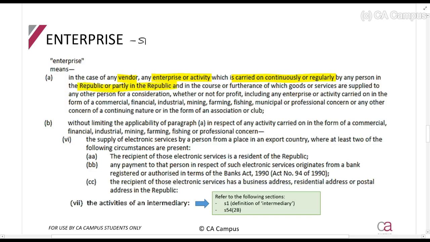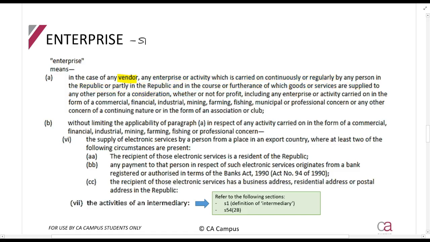In the course or furtherance of which goods or services are supplied to any other person for a consideration, whether or not for profit, including any enterprise or activity carried on in the form of a commercial, financial, industrial, mining, farming, fishing, municipal, or professional concern, or any other concern of a continuing nature, or in the form of an association or a club. Okay, so what are the most important things for you here?